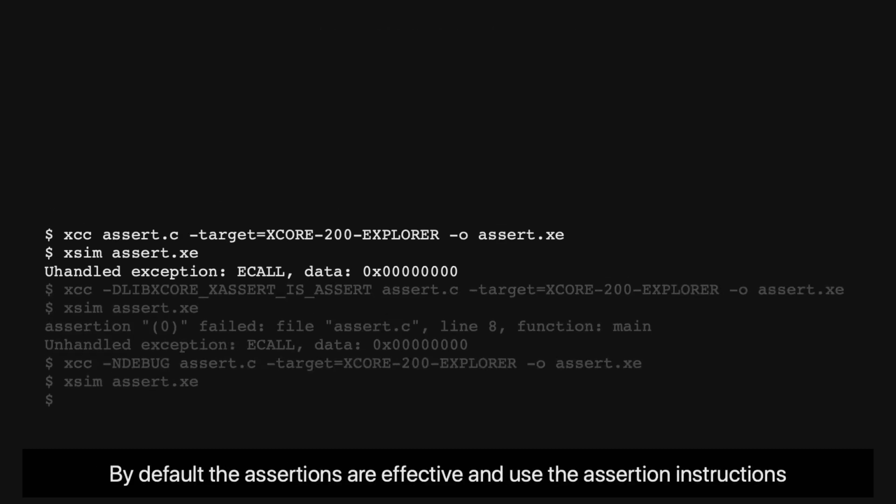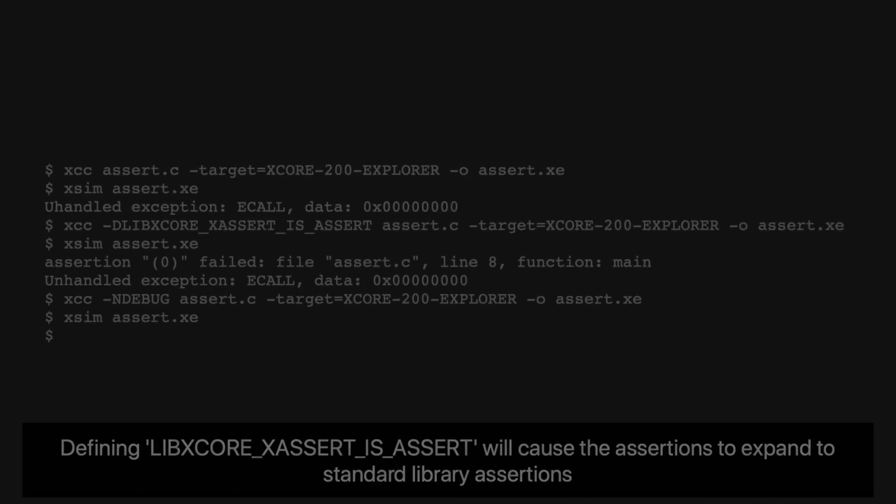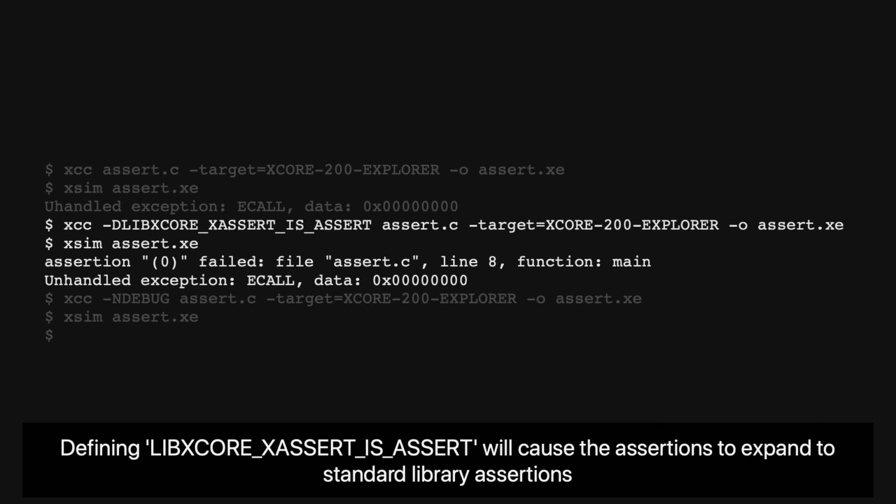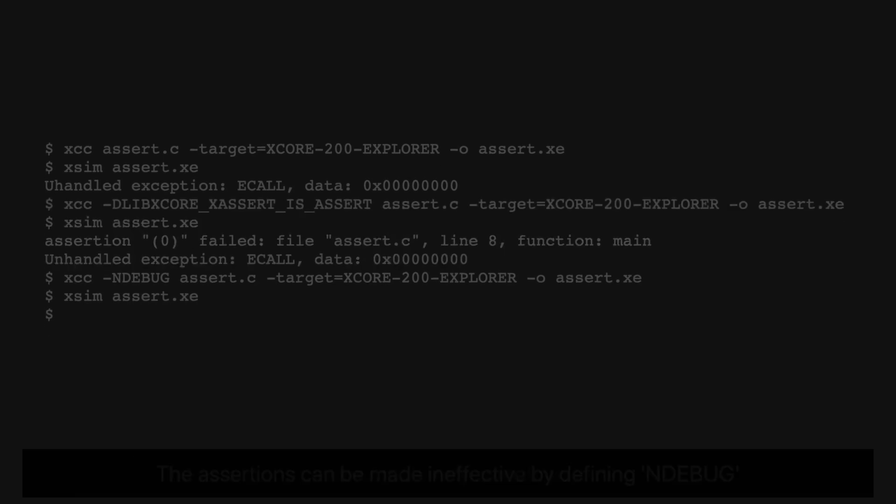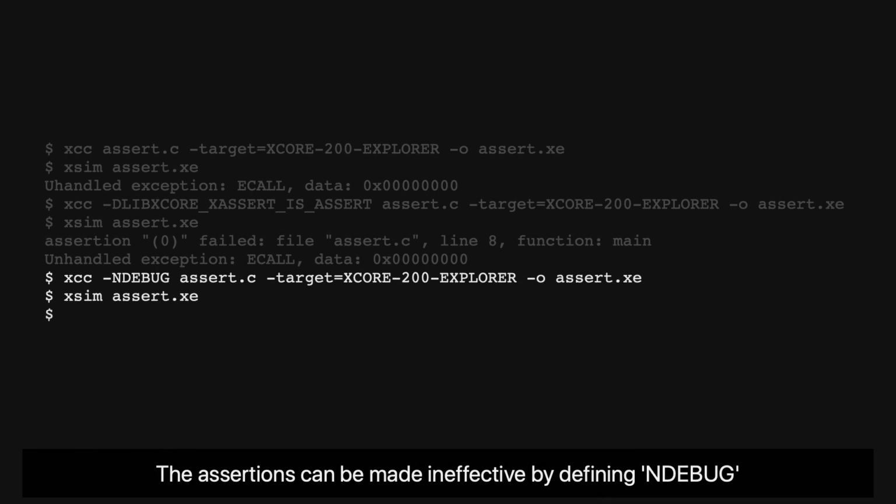The effect of assertions can be configured by defining certain macros. By default, assertions are effective and use the xcore assert instructions for a low overhead assertion. If you define libxcore xassert is assert, then xasserts expand to the standard library assertions. And, like the standard library assert, if you define NDEBUG, the assert is ineffective and preprocessed out. Naturally, this means that assert arguments should be non-side-effecting, again, like a standard assert.